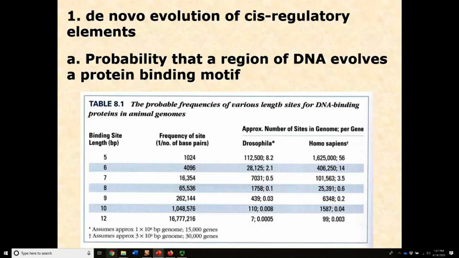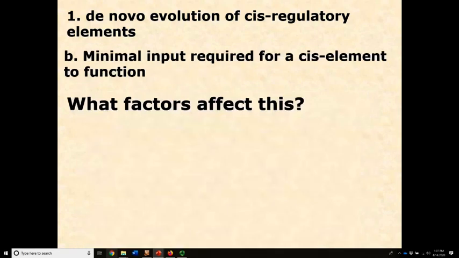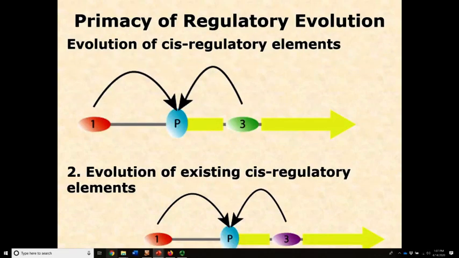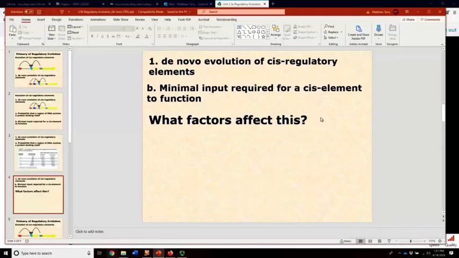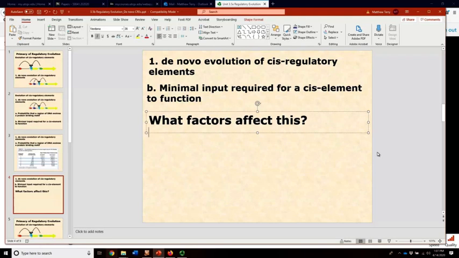But for early development and for many other gene expression things, it's really the regulatory elements that are the main thing that we look at, that do 90 to 100% of the control of the regulation of that gene. Okay, so what is the minimal input for this element to function, and what are the factors that impact that? So let's make a little bit of a list. So the minimal input, what factors are going to affect that? We'll say A, B, C here.